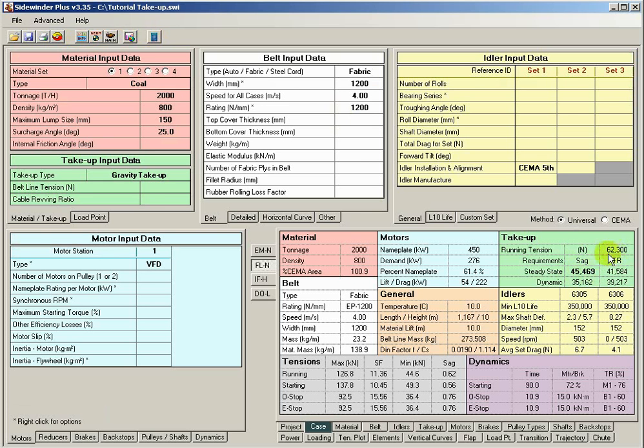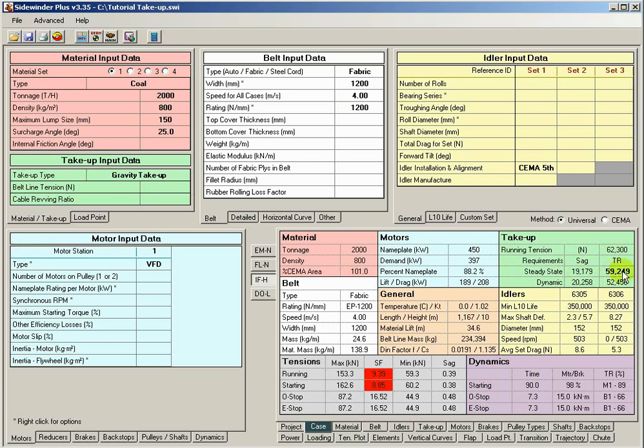Again, Sidewinder has picked 62.3. So where did this come from? Well, if we continue to look at the rest of our cases, we can see that our incline high friction case actually required a take-up tension of 59.2. And our decline case required 50.5. So our biggest number actually was our incline high of 59.2. So why did Sidewinder pick 62.3?